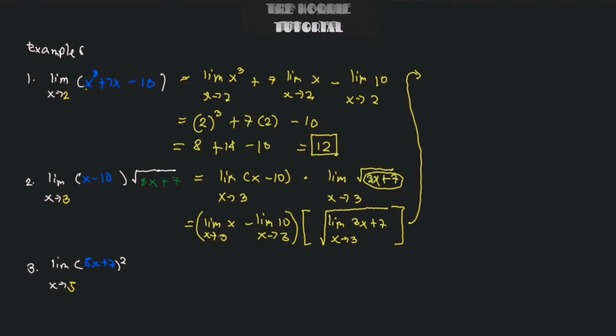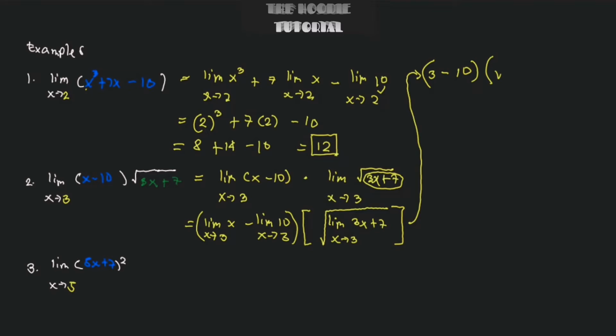So let's evaluate this one first. The limit of x as x approaches 3, we just need to substitute the value of x, which is 3, and then minus, this is the limit of a constant. The constant right here is 10, so we just need to put 10 right here, as we can see, and then that is multiplied to, how do we evaluate this one?